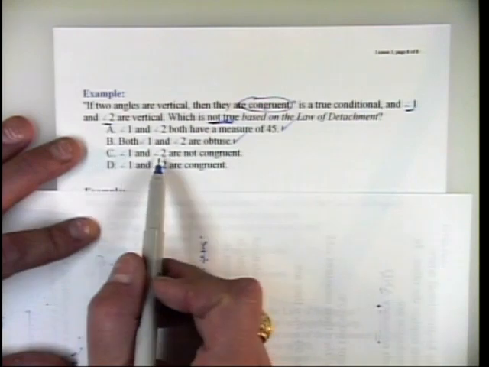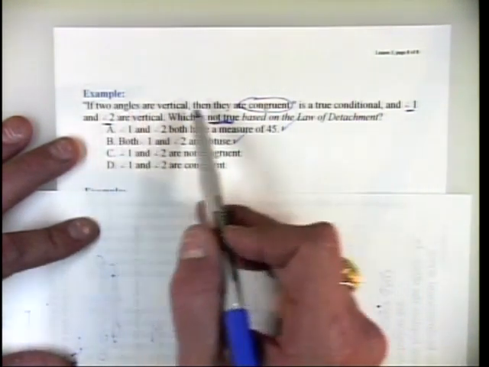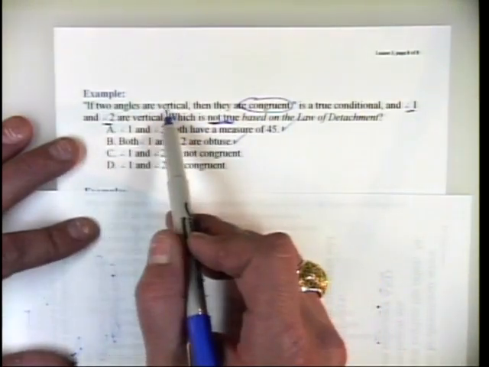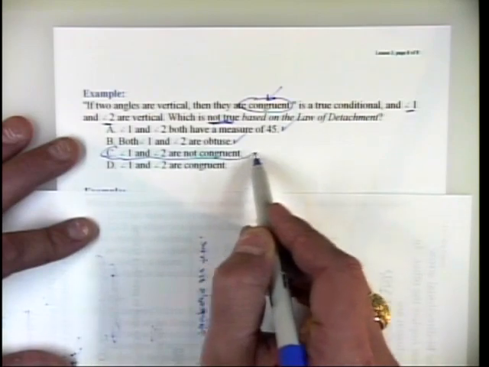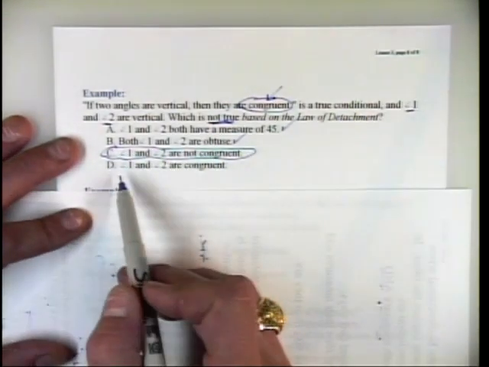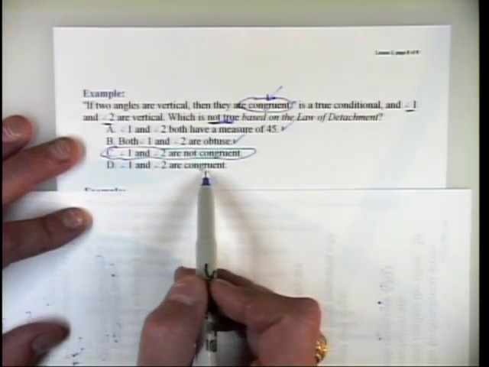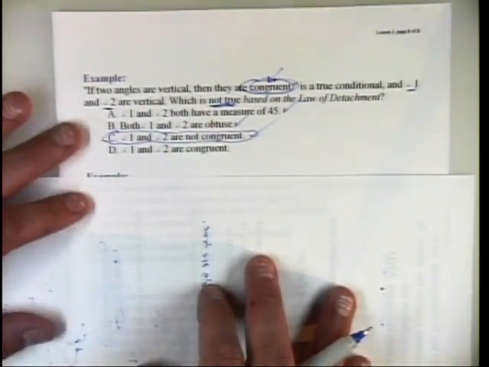Choice C, angle 1 and angle 2 are not congruent. Uh-oh. What did we make a conclusion about up here? It said if they're vertical, then they are congruent. So saying that they're not congruent, well, that's just silly, right? So that one appears to be not true. Let's look at the last one. Angles 1 and 2 are congruent. Well, that's exactly stating what the conclusion is. So choice C is the one that is not true.